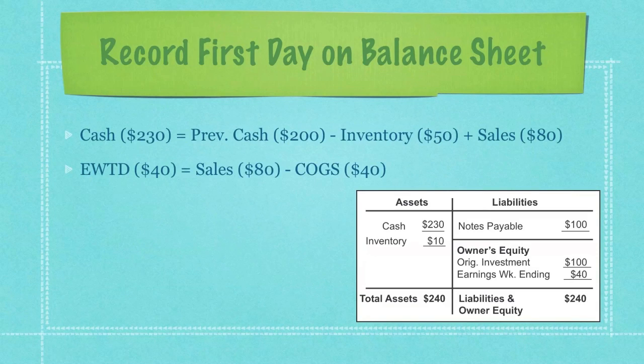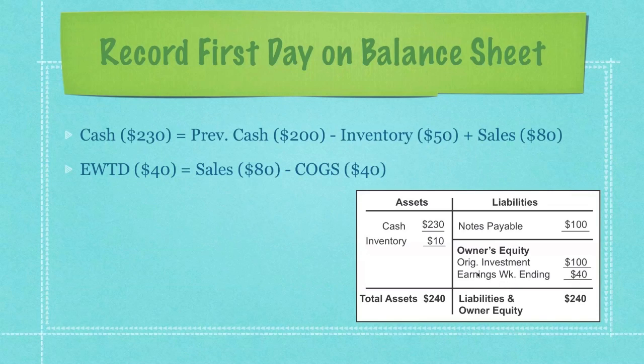So let's look at this more closely. We started off with $200 in cash, which came from our original investment and the notes payable from our uncle. We bought $50 worth of inventory, and then we made a total number of sales of $80. That's how we get the cash amount here of $230. Well, you can see down here I have earnings week ending. This is another part of the balance sheet I'm introducing here for the first time.